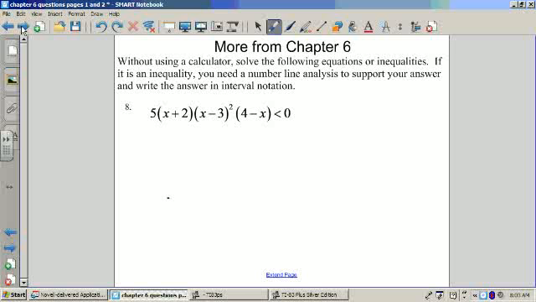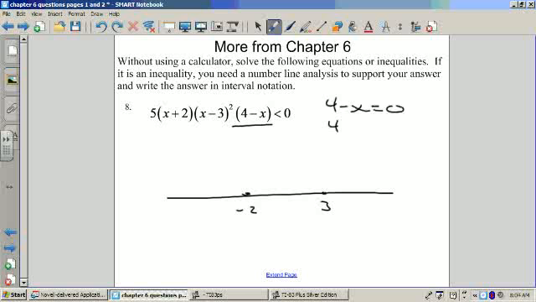All right, here's another one. This is strictly less than 0. I'm going to draw my number line for a number line analysis. I will have a 0 at -2. I will have a 0 at +3. And don't get confused on this one. What number do I have to put in for x to make 4 minus x equal to 0? 4 must be equal to x. A lot of people want to put -4. My 0 is actually at +4.